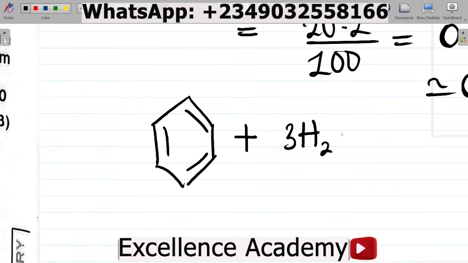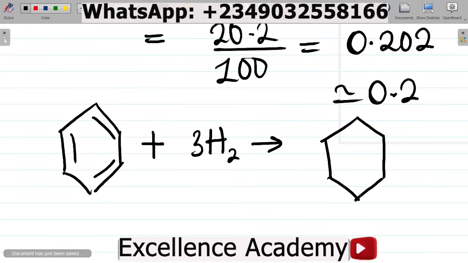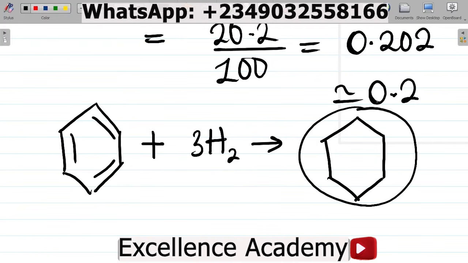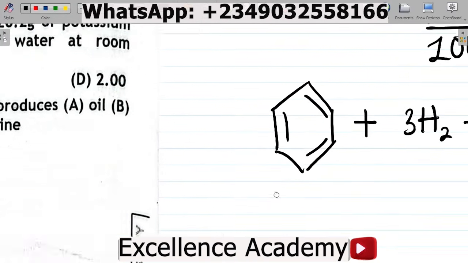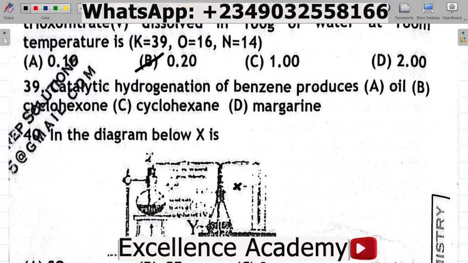Three of it. And when you do this, the double bonds, 1, 2, and 3, will be broken. So you no longer have double bonds there. You now have just single bonds. And what you have here is cyclohexane. So let's see which option has cyclohexane. That is option C, cyclohexane. That is the answer to this question.